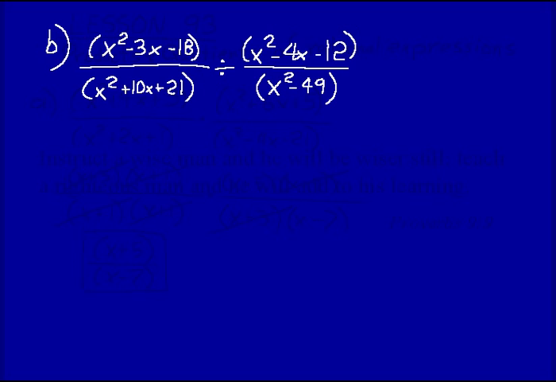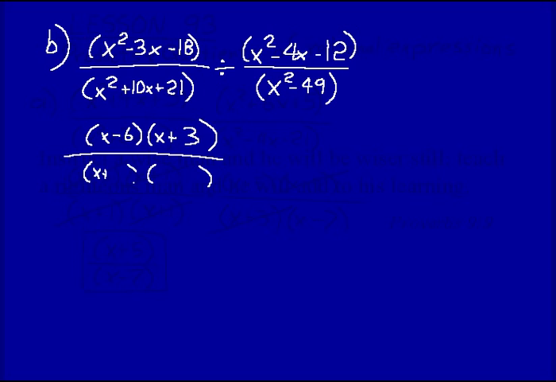So let's go ahead and factor first, and on the top left we'll have two binomials: x minus 6 times x plus 3. That would get us x squared minus 3x minus 18. And then on the bottom, we'll have an x plus 7 times an x plus 3. Now, put a multiplication symbol here and take the denominator of the original rational expression, and put that in the numerator.